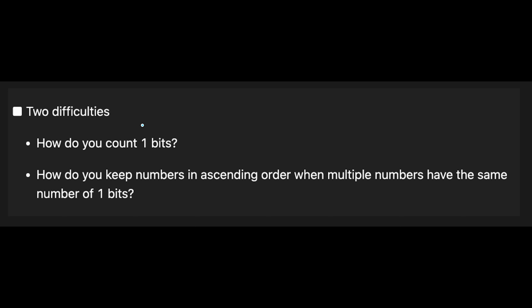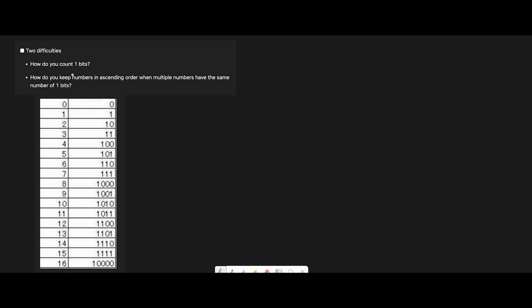Okay, and I think there are two difficulties to solve this question. So the first one is how do you count 1 bit? And the second difficulty is how do you keep numbers in ascending order when multiple numbers have the same number of 1 bits? So let me explain one by one. Okay, so first difficulty is how do you count 1 bit?